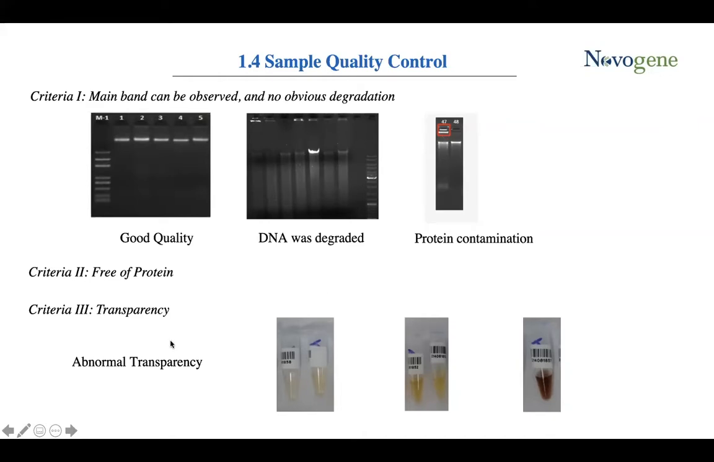Our third criterion is about the transparency of the samples. We should observe no obvious color, and the samples should be totally transparent. For example, we can see yellow and red in samples in pictures number 2 and 3, which are samples of abnormal transparency. This indicates there might be some problem with the sample that could sabotage the subsequent processes. In this case, we continue the process only after we get confirmation from our clients. Generally speaking, however, we do not recommend continuing. Instead, we would suggest redoing the extraction for better experimental results.